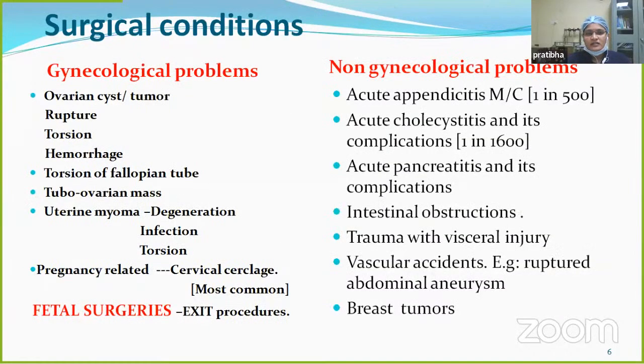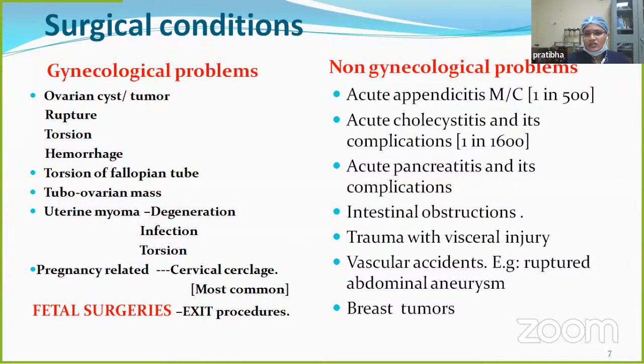Other surgical conditions are gynecological problems, most commonly the cervical encerclage, and others like ovarian cyst tumors, ovarian torsion, rupture, hemorrhage, tubo-ovarian mass, and uterine myomas, due to degeneration, and also infected uterine myomas and torsion. Pregnancy-related conditions include most commonly cervical encerclage and some other exit procedures.